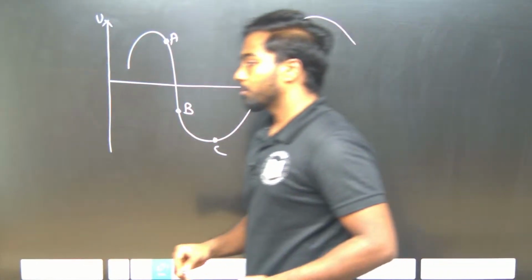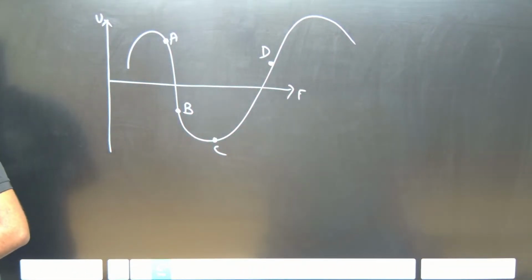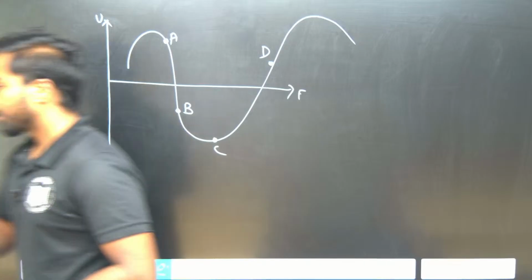Now they are asking whether the points A, B, C, D mentioned here are stable or unstable. Oh my god, one minute, let me arrange the camera. I guess it's clear now.